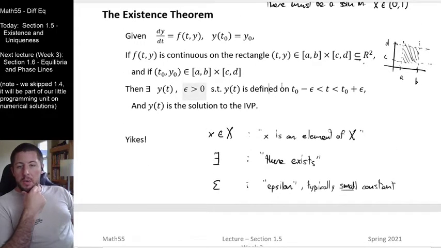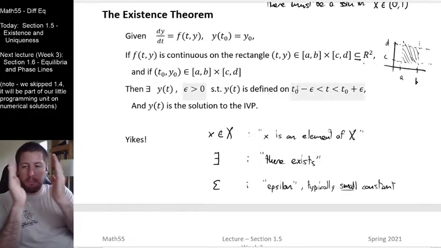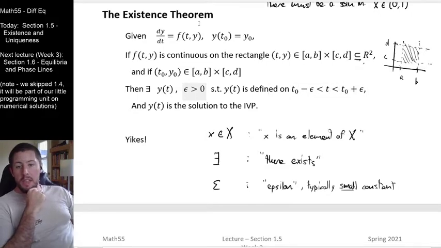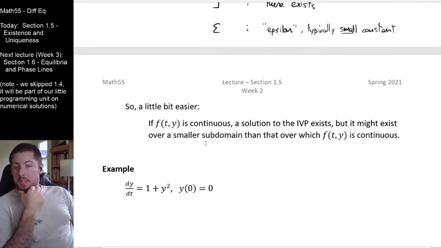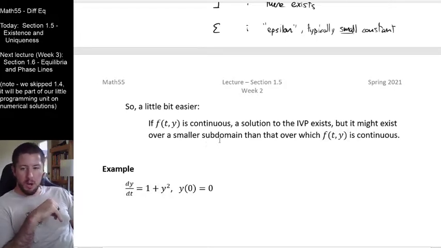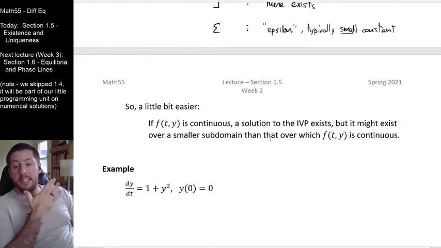The only thing that we got to watch out for, though, is that this function might exist in a smaller region than the overall function was continuous over, right? So the solution might exist over a smaller subdomain than over which the entire function was actually continuous, and the continuity was a requirement there. So what we're going to do is look at an example that's going to very explicitly show this potentially smaller subdomain issue right here, and see why that is exactly an issue.